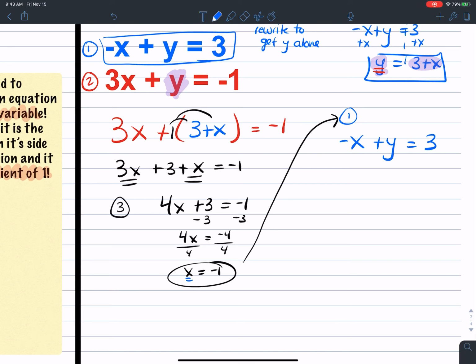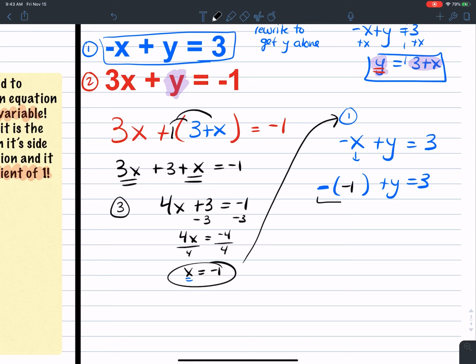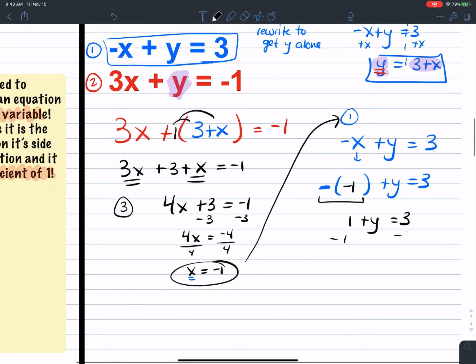I know what x is, so if I'm going to substitute for x, I always replace that symbol with an empty set of parentheses. I'm going to replace it with the value of -1. So the opposite of -1 is 1. And if I wanted to get y alone, I would simply subtract the 1 from both sides. And I see that y is equal to 2.